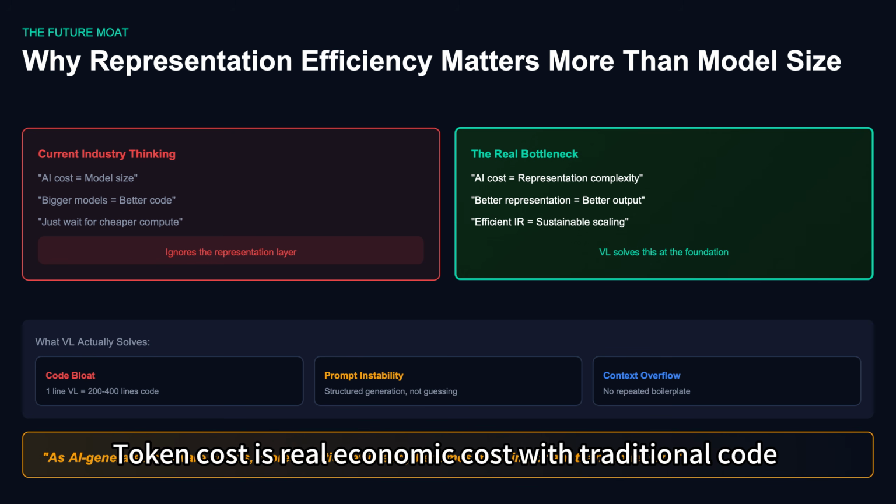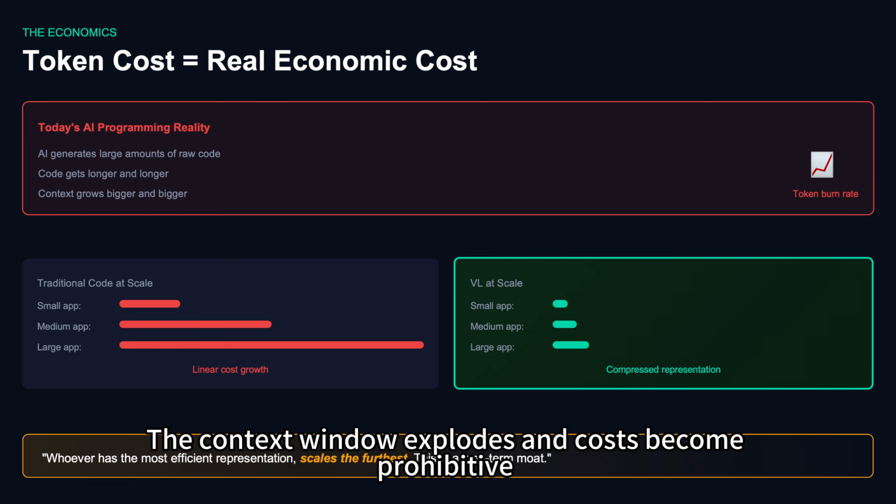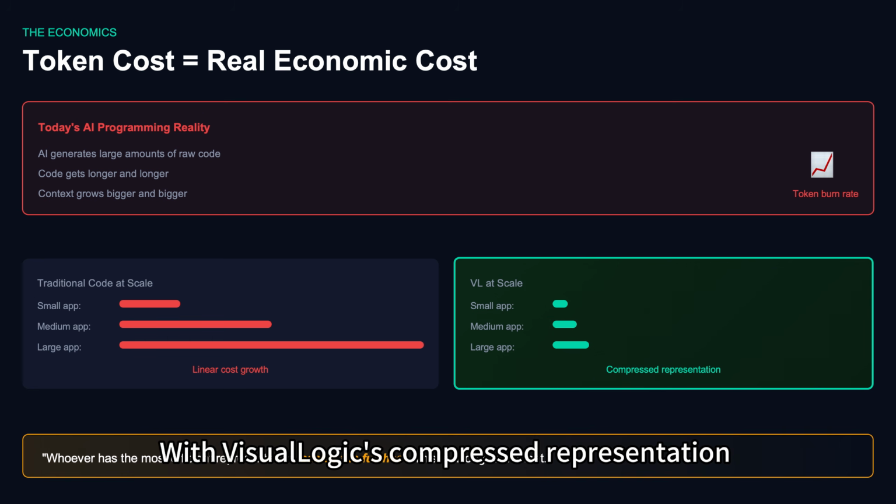Token cost is real economic cost. With traditional code, as your app grows, the context window explodes and costs become prohibitive, linear or exponential growth. With VisualLogic's compressed representation, cost grows much slower. This efficiency is a long-term economic moat.